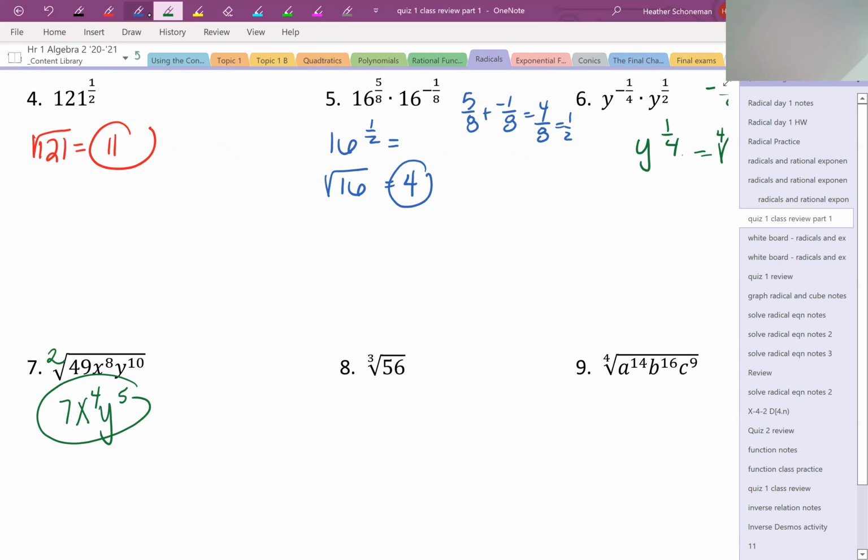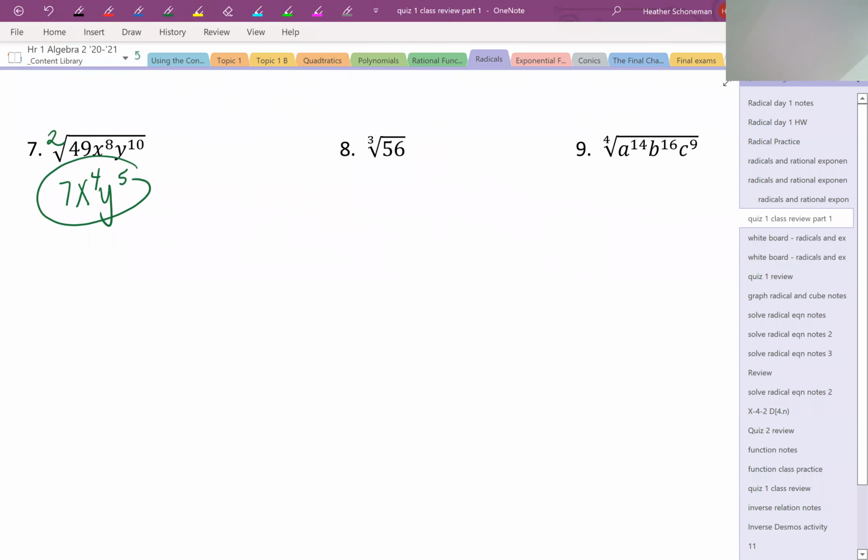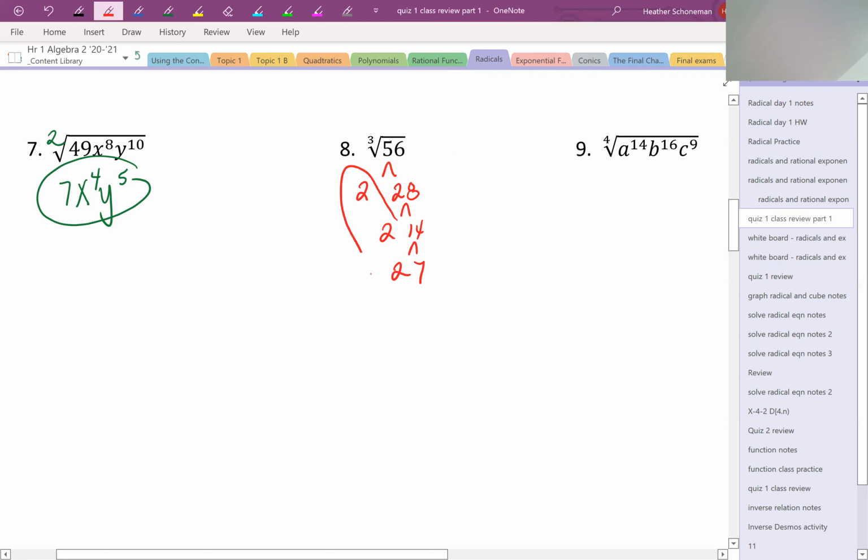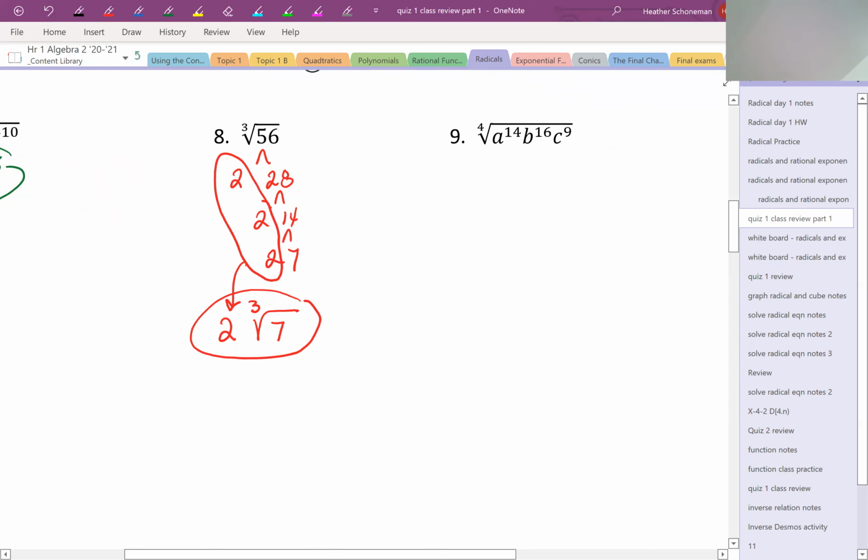On number 8, we're trying to simplify the radical, but it's not a perfect cube, so we're going to have to make a factor tree. Well, it's even, so I get 2 and 28, 2 and 14, 2 and 7. It's a cube root, so I'm looking for groups of 3. The 2 goes outside, the 7 goes underneath, and we have to remember to write that cube on the shelf. It's just a half a point you lose, but if you forget it on all of them, that's a lot of half points. Okay, number 9.